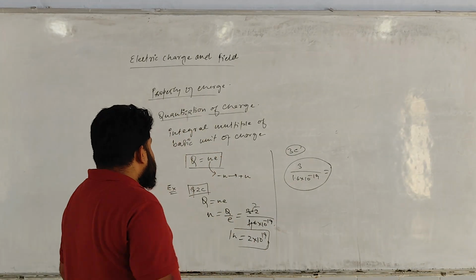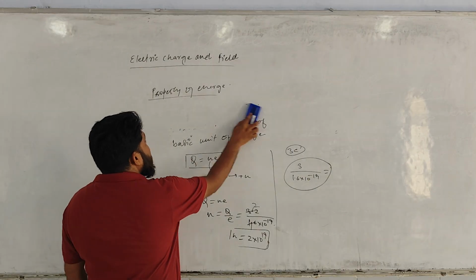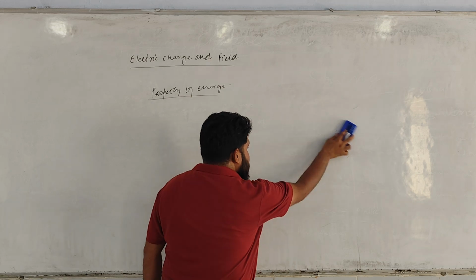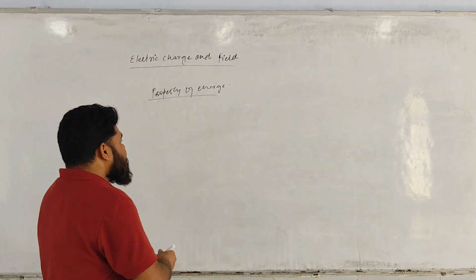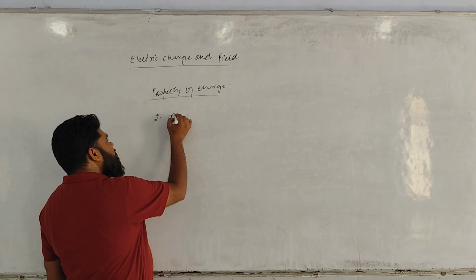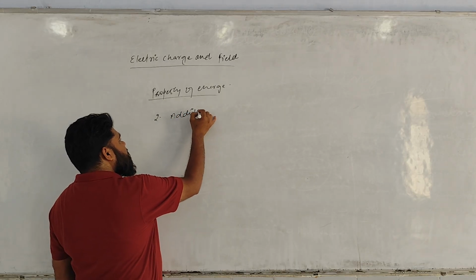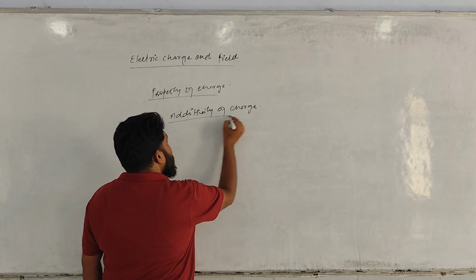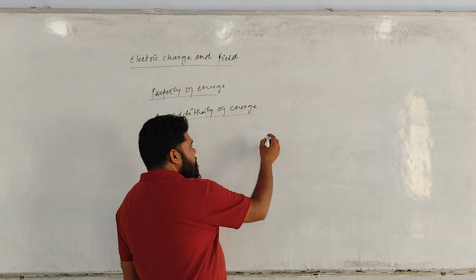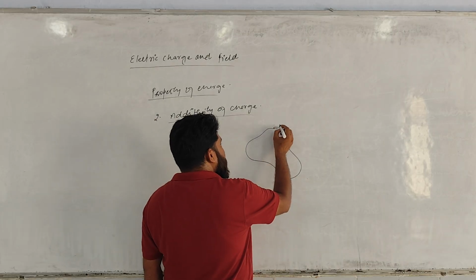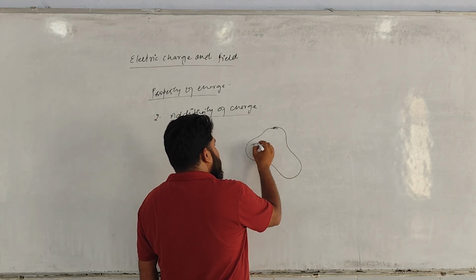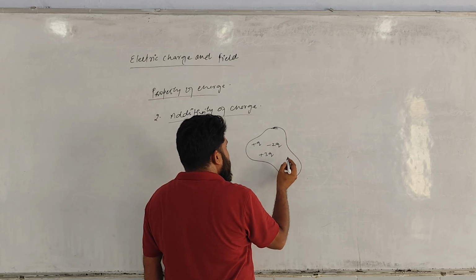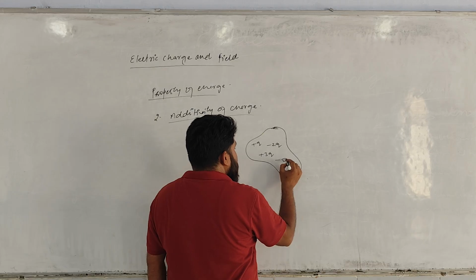And the another property of the charge, that is the additivity of charge. What is additivity of charge? So when we define additivity of charge, suppose we have a system and the system contains a charge, system possesses a charge, that is the plus Q, minus 2Q, plus 3Q and minus 5Q.